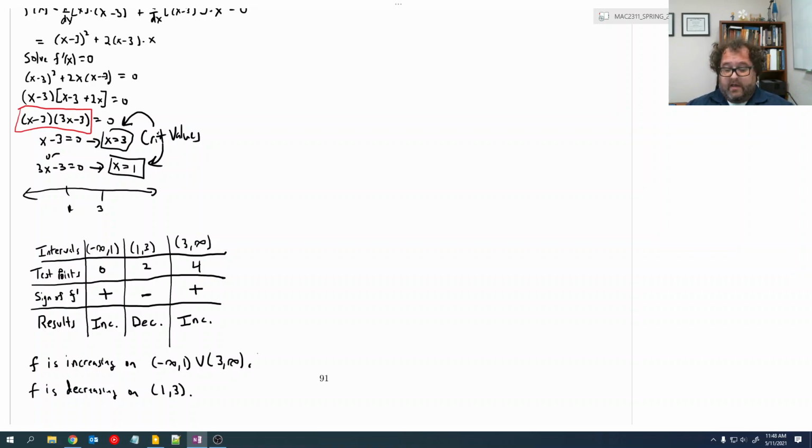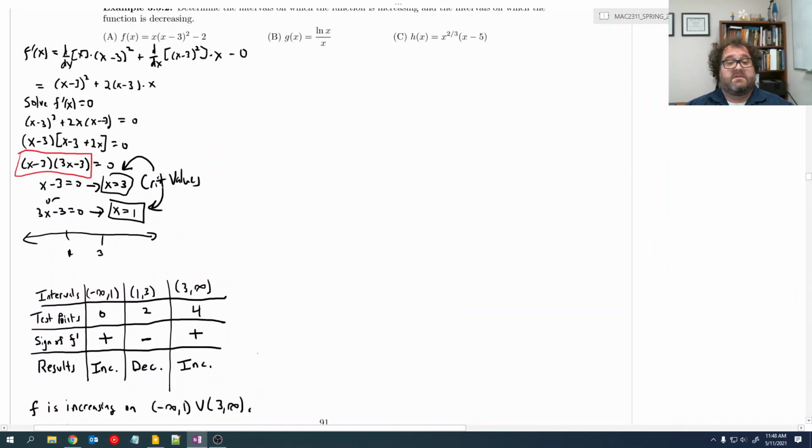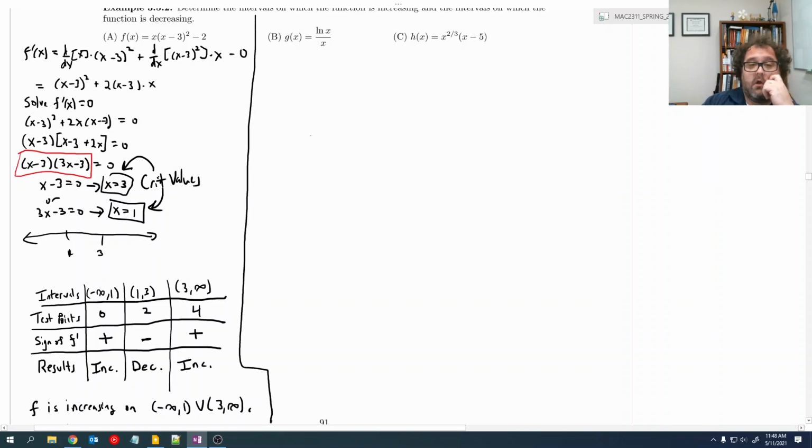Okay? Again, we're going to repeat this process with a new function. So here with example B, our first task is to find the critical values. So we need to find g prime and then solve g prime equals 0. So let's first do g prime.